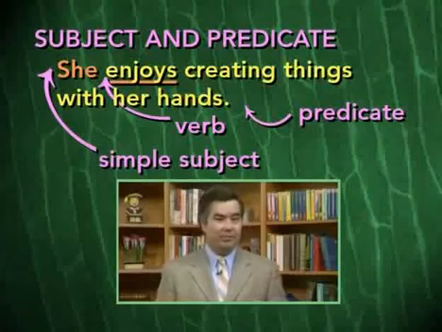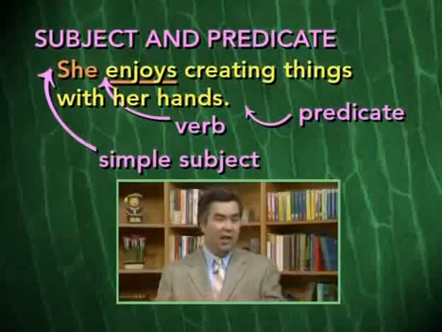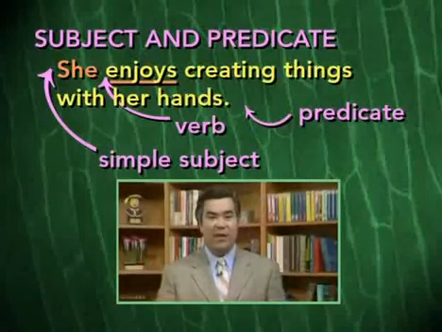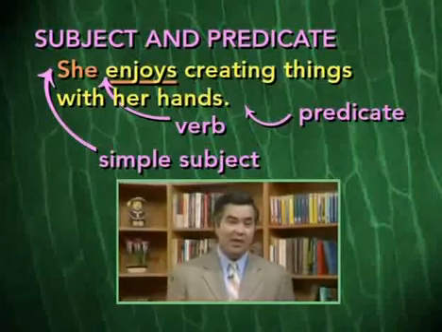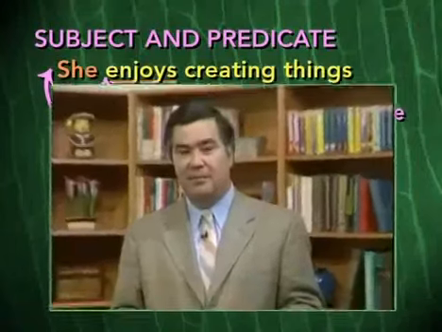It's the verb. Again, the heart of this sentence is she enjoys. And the other words, the remaining words in the predicate, are there to give more information. In this particular sentence, then, we have a very short subject, and the rest of the sentence, the predicate, tells us what the subject does.